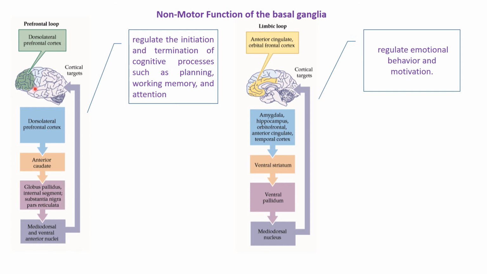There are circuits between the cerebral cortex and the basal ganglia that share in the process of planning and working memory, while we have other functions related to the regulation of emotional behavior and motivation produced by the limbic loop. These are considered the non-motor functions of the basal ganglia. So at the end, the basal ganglia produce motor functions as well as non-motor functions.